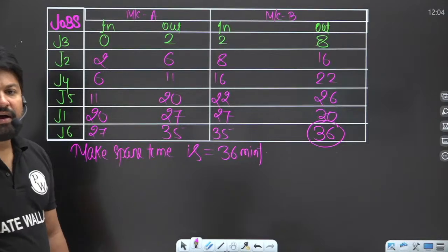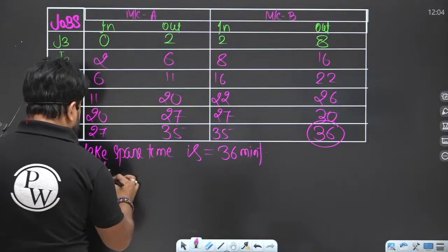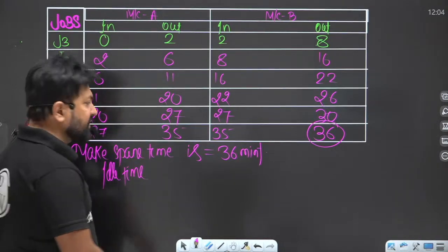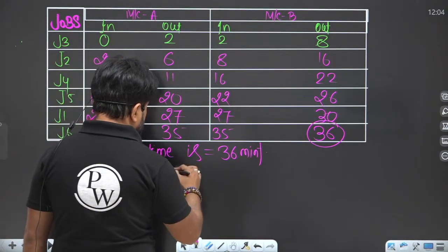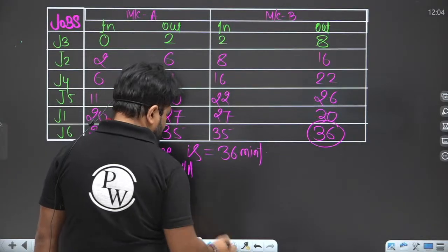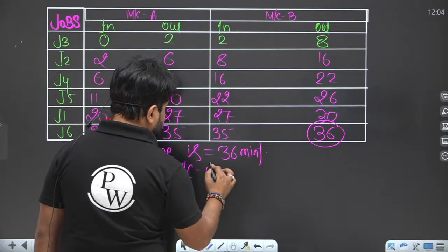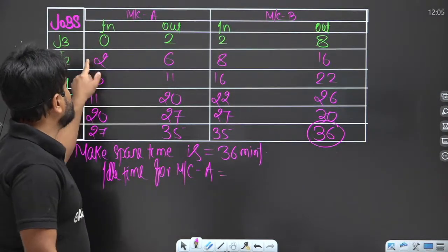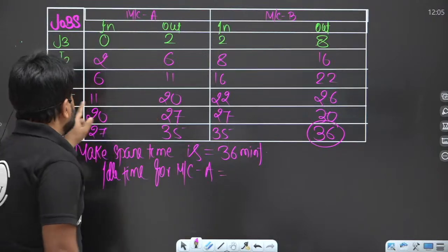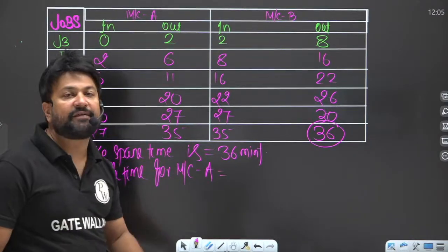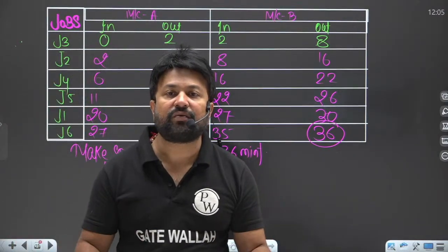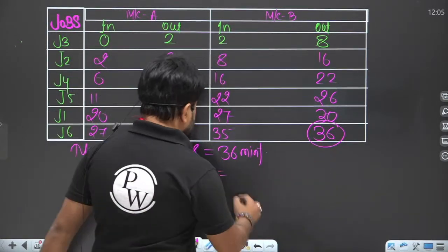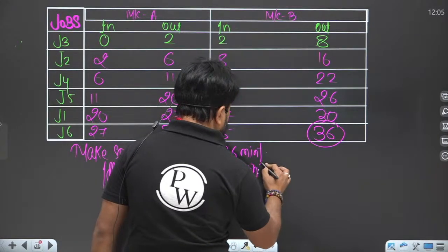Right. Now idle time for machine A. My dear, machine A is running from 0 to 2, 2 to 6, 6 to 11, 11 to 20, 20 to 27, 27 to 35. All the system will shut down at 36. So machine A has to wait for 1 minute. So 1 minute is the idle time.